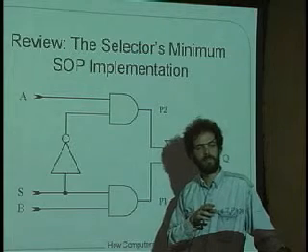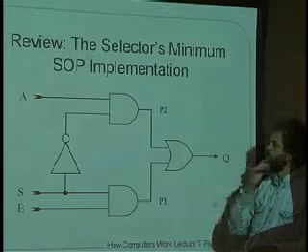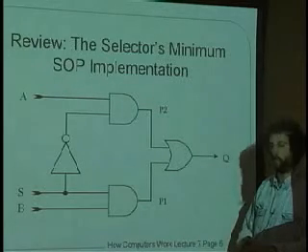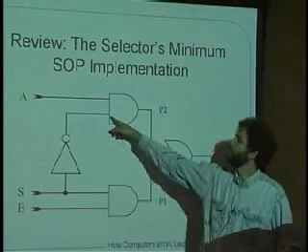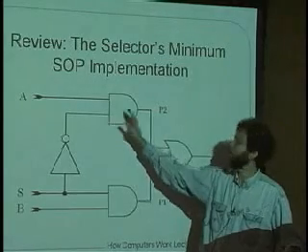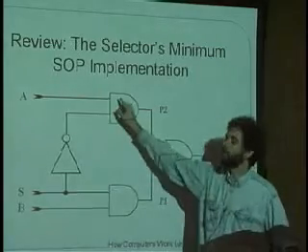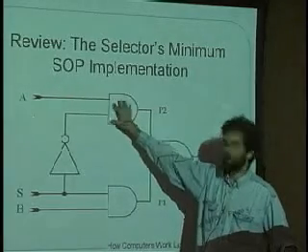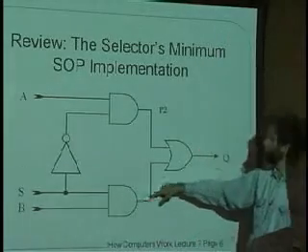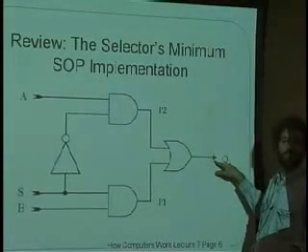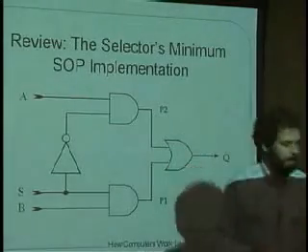How does this differ from A or B? Well, if S is 1, then this will be 1 over here. This will be 0 over here. And this circuit's output will not care what A is, because the 0 will close the gate over here. And the 1 will open the gate over here and allow B to flow through to the output. Does that make sense? Let me actually put this on the board.